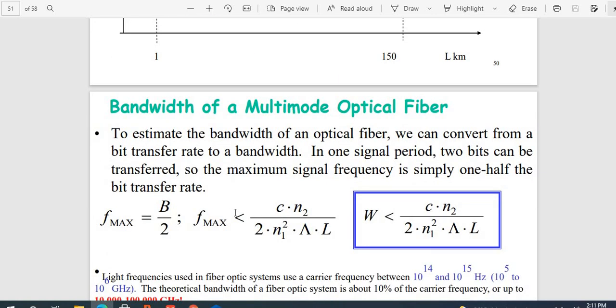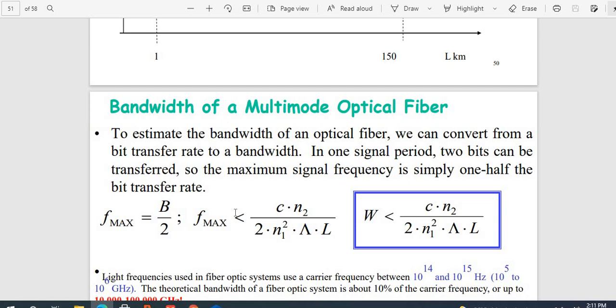Then we have the bandwidth of a multimode optical fiber. How do we get the bandwidth of a multimode optical fiber? To estimate the bandwidth of an optical fiber, we must convert from bit transfer rate to a bit bandwidth. In one signal period, 2 bits can be transferred. So the maximum bit signal frequency is simply 1/2 the bit transfer rate.